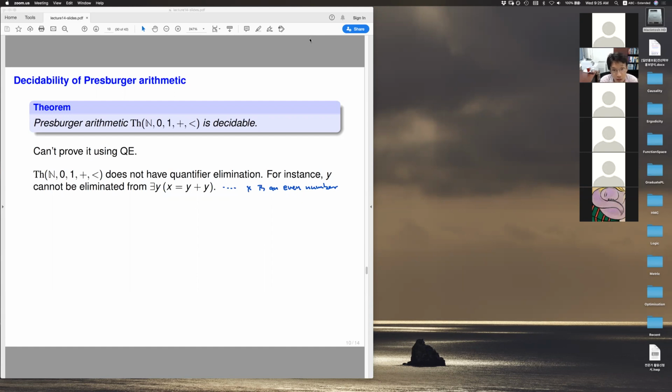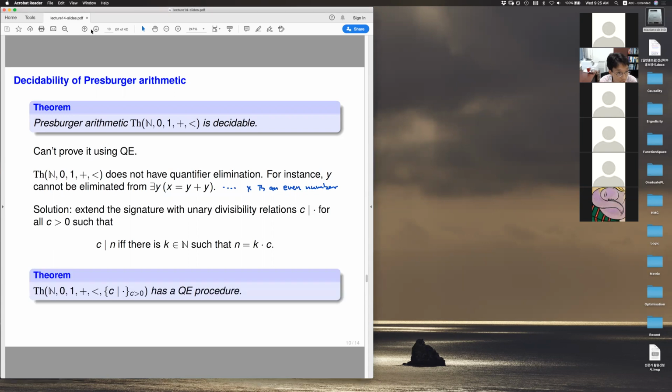So what should we do? This means that the recipe that we talked about doesn't really apply. So one thing that we will do here is extend the signature with some extra predicates. We will add countably many more predicates to the signature, and we will interpret these countably many predicates under the usual structure of the set of natural numbers. The operation that we are adding is of this form. This means divisibility, where C is a natural number.